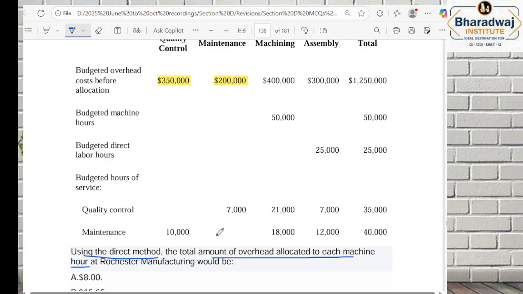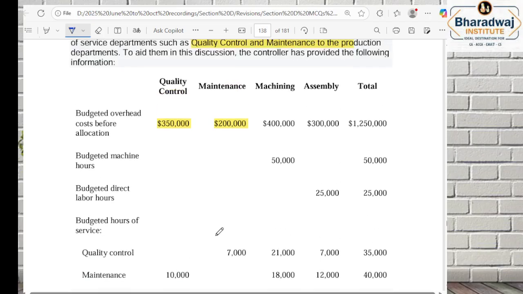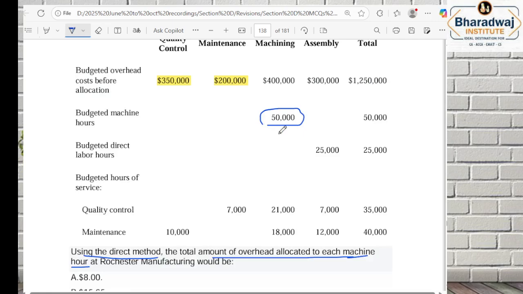Try. So direct method, very small doubts, sir. Machine hours are there only in which department? Machining department.